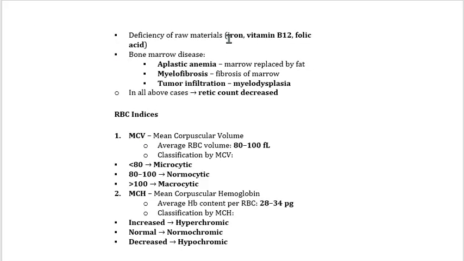Deficiency of raw material. For example, iron, vitamin B12, and folic acid are required for synthesis of blood cells. So if there is deficiency of raw material, bone marrow cannot synthesize new cells, and the retic count will decrease. And number three, there can be disease of bone marrow. For example, in aplastic anemia, marrow is replaced by fat. In myelofibrosis, the marrow is replaced by fibrosis. And in tumor infiltration, which is called myelodysplasia, meaning abnormal cells are infiltrating the bone marrow. In all above cases, the retic count will decrease.